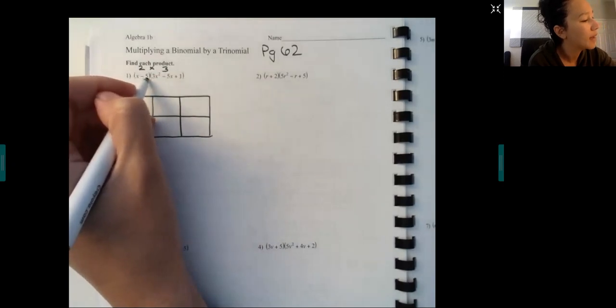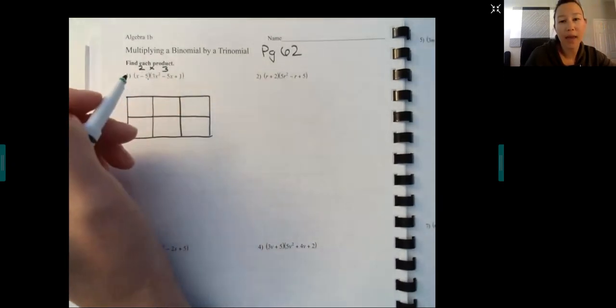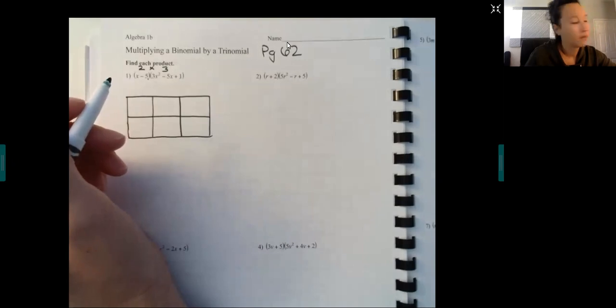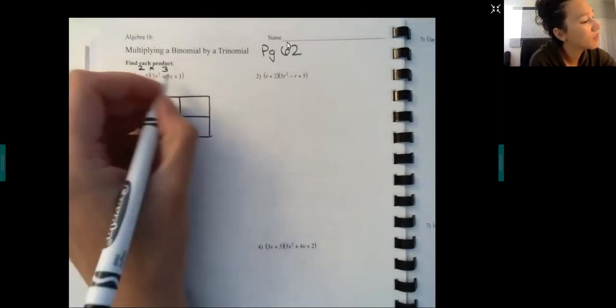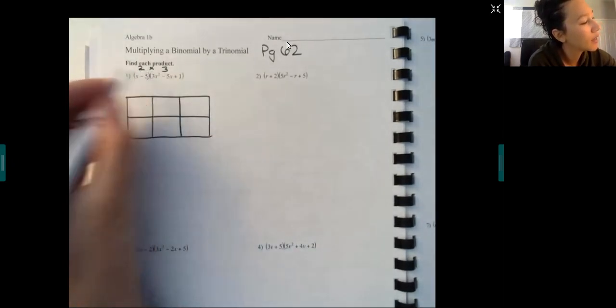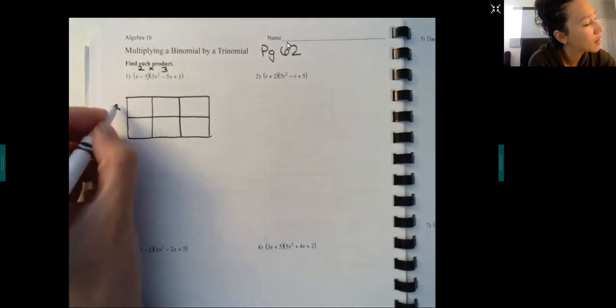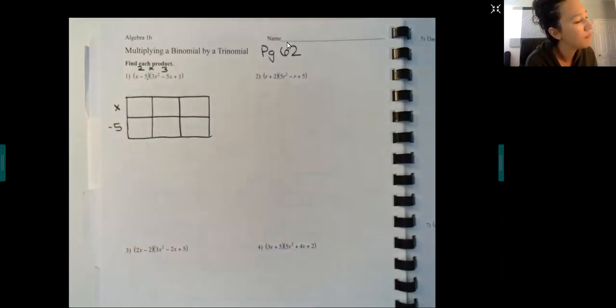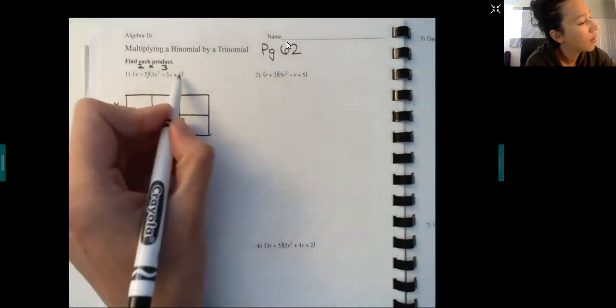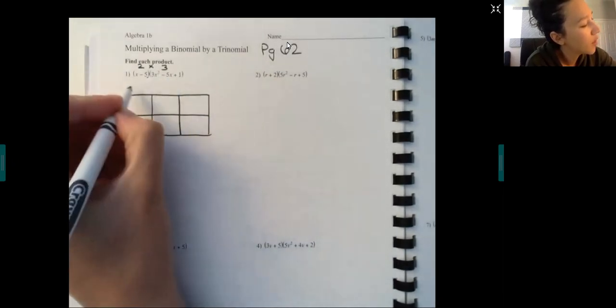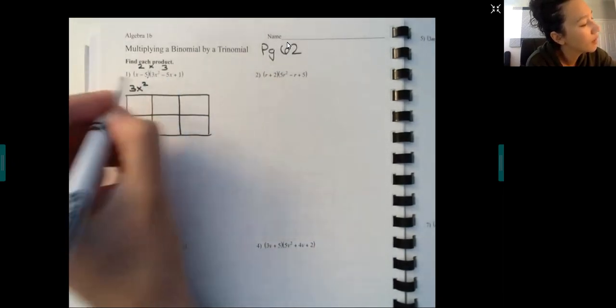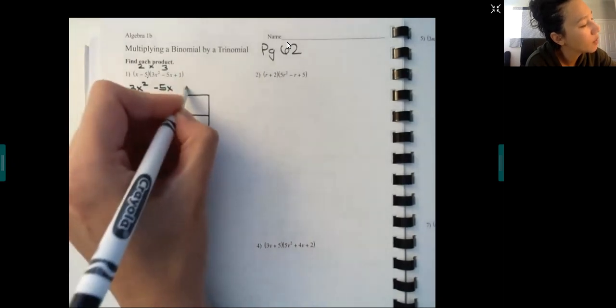Okay, so we have x minus 5, and then we have 3x squared minus 5x plus 1. So our x minus 5 is going to go on our side with two boxes. So we have x minus 5. And then our three terms are going to go on our side with three boxes: 3x squared minus 5x plus 1.